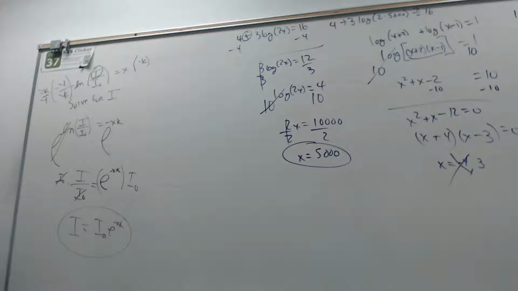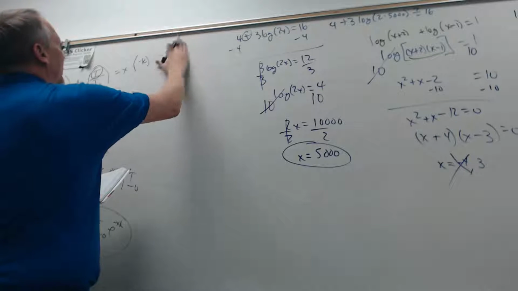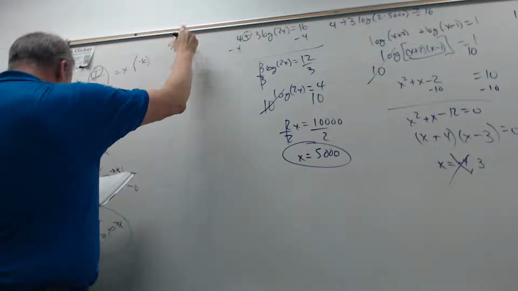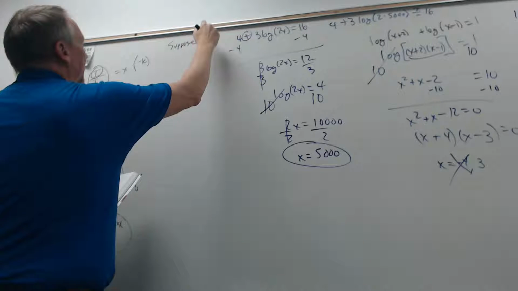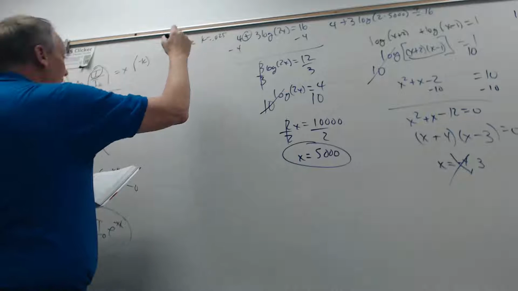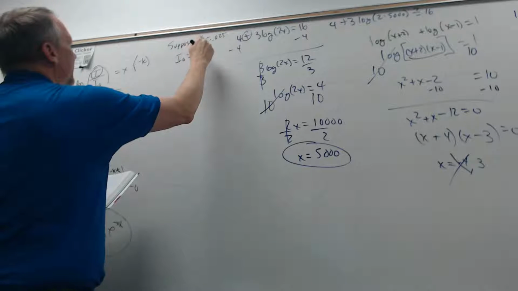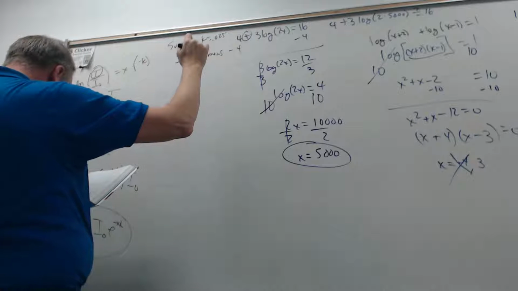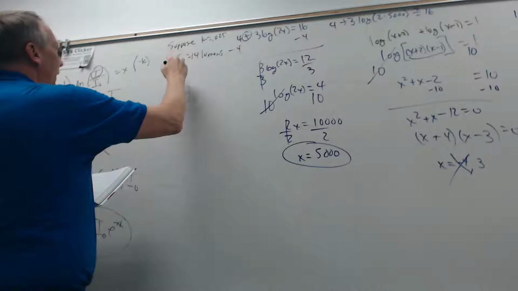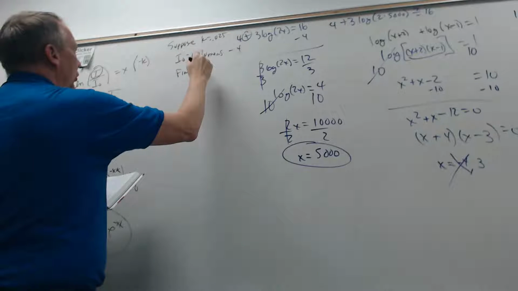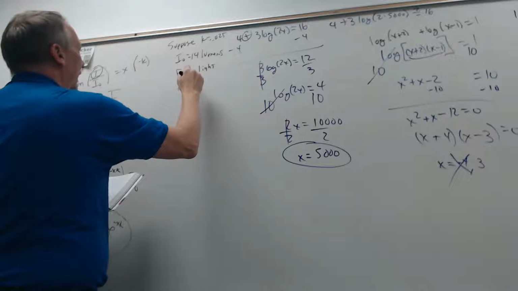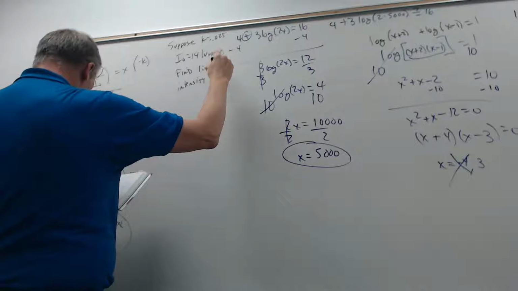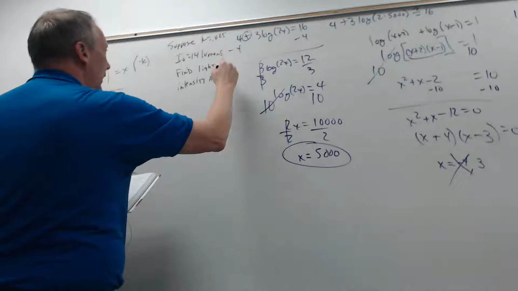What is I naught? Well, so let's say that this is the equation for the transparency of the lake, known as the Beer-Lambert law. So let's suppose that K equals 0.025 and I naught equals 14 lumens. And find the light intensity at 20 feet.